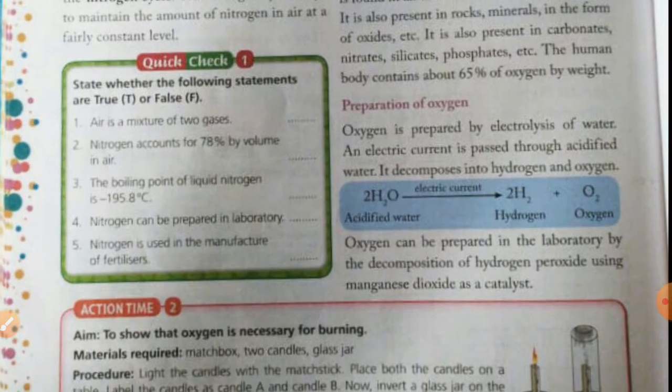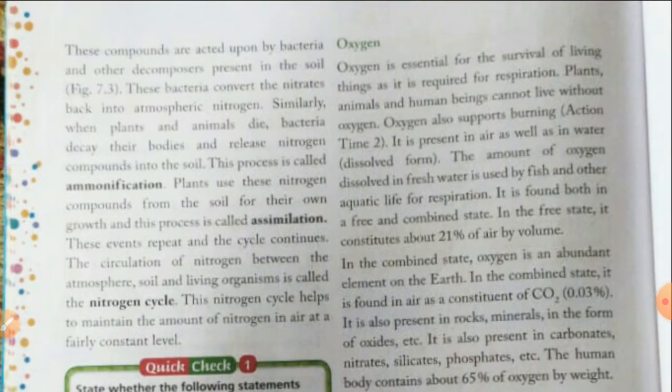Now we will see about oxygen. We all know oxygen is very essential for living things. Whether it is animals, plants or aquatic animals, any living organism needs oxygen. Plants and human beings cannot live without oxygen, and oxygen also supports burning.